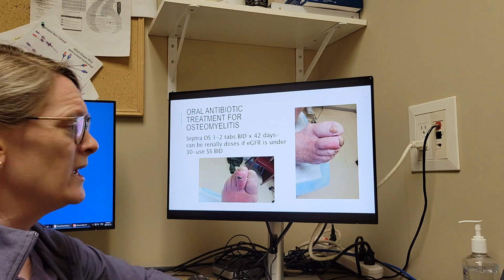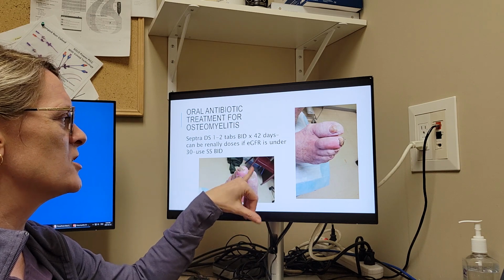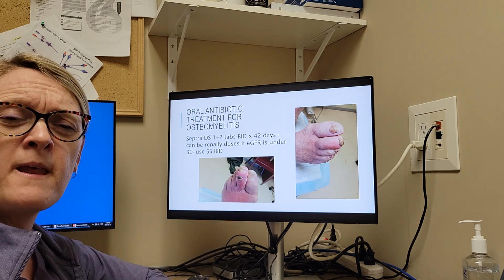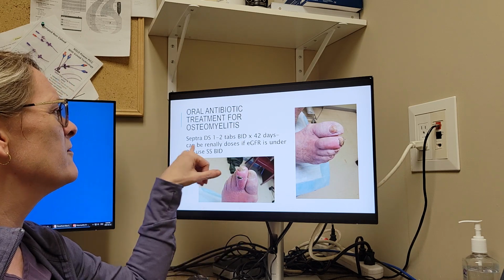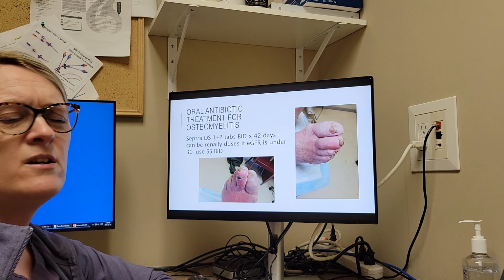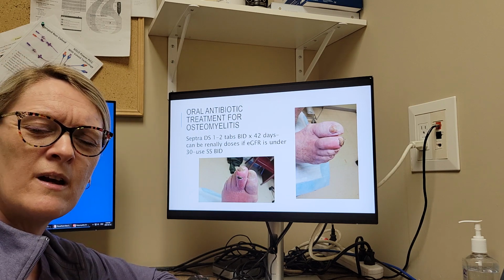You can go up to 2 if you're seeing something that's even enlarged a little bit further, a little bit more erythema. But again, we also want to consider their kidney function, because if their eGFR is under 30, you actually need to consider use of single strength Septra.